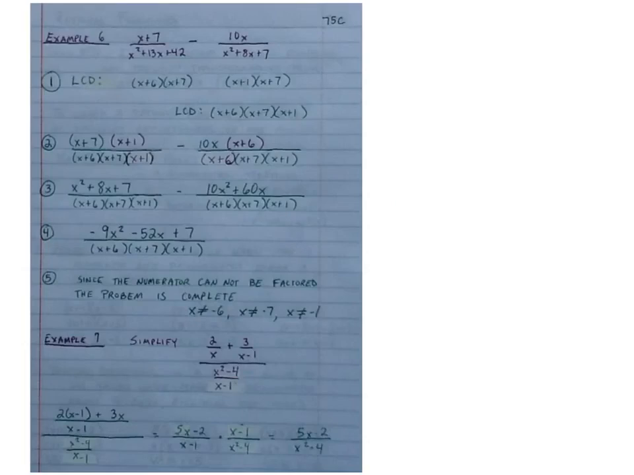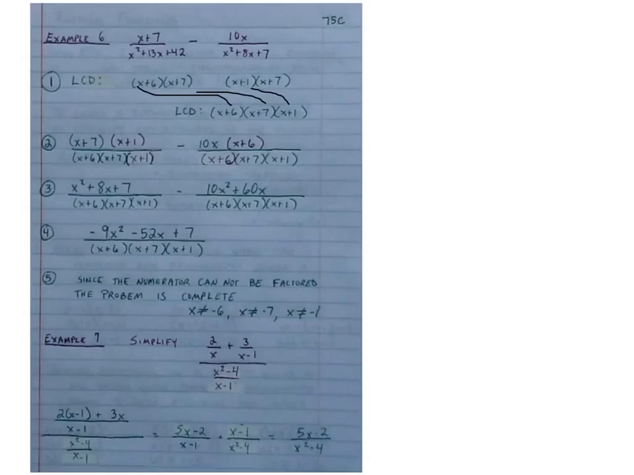On page 75C, I worked through another example, and what we have is x plus 7 over x squared plus 13x plus 42 minus 10x over x squared plus 8x plus 7. And my first step is to find the LCD, so I factored the denominator for this and got x plus 6 times x plus 7, and I factored the denominator for this and I got x plus 1 times x plus 7, giving me an LCD of x plus 6, x plus 7, and x plus 1. And then the x plus 7 is repeated, so we don't need to include it.